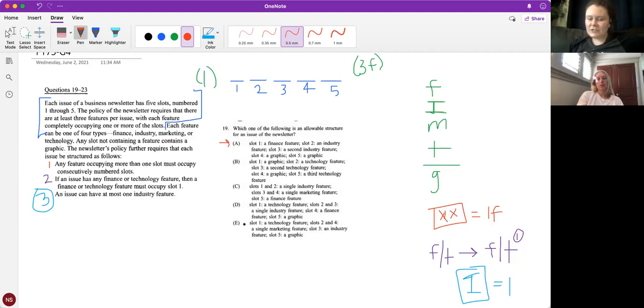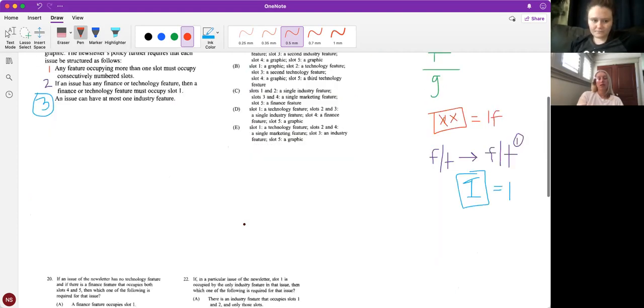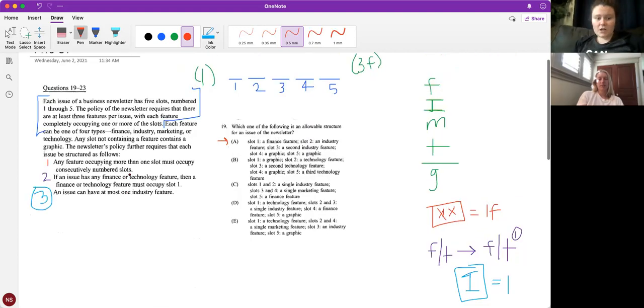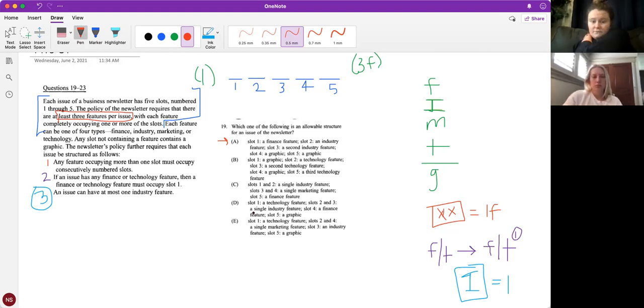What questions did you miss? I missed 19. Oh, okay. So let's start here. Any feature occupying more than one slot must occupy consecutive number slots. So really all that's saying is that if it's one feature, it has to be next to each other. But I think what we should start off with is saying that there has to be at least 3 features per issue. So let's read through these and look for 3 features. And if we can't, let's cross those off.